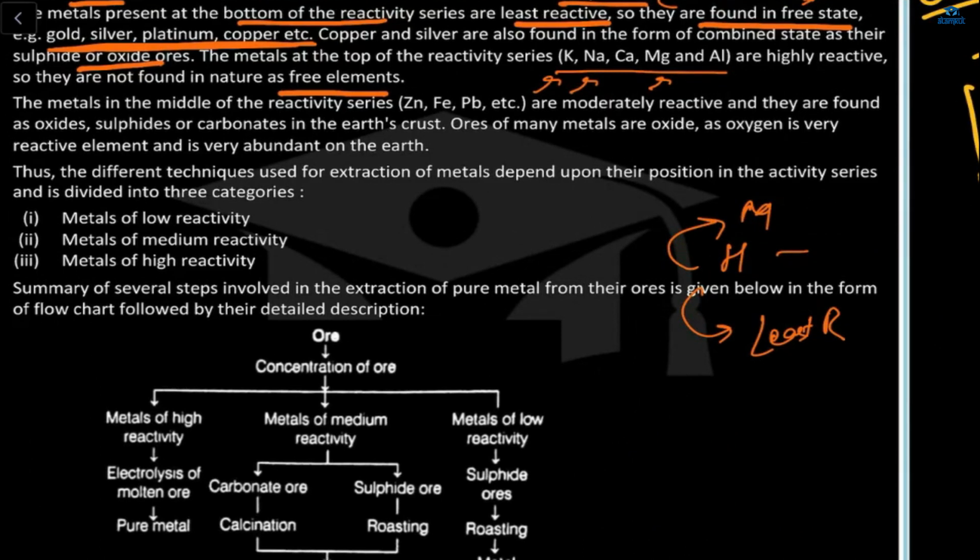Now, the metals in the middle of the reactivity series are moderately reactive, and they are found as oxides, sulfides, and carbonates in the Earth's crust. Ores of many metals are oxides, as oxygen is very reactive and abundant on the Earth. The middle metals are zinc, Fe, and Pb. They are moderately reactive. So this is divided into three categories: metals of low reactivity, high reactivity, and medium reactivity.